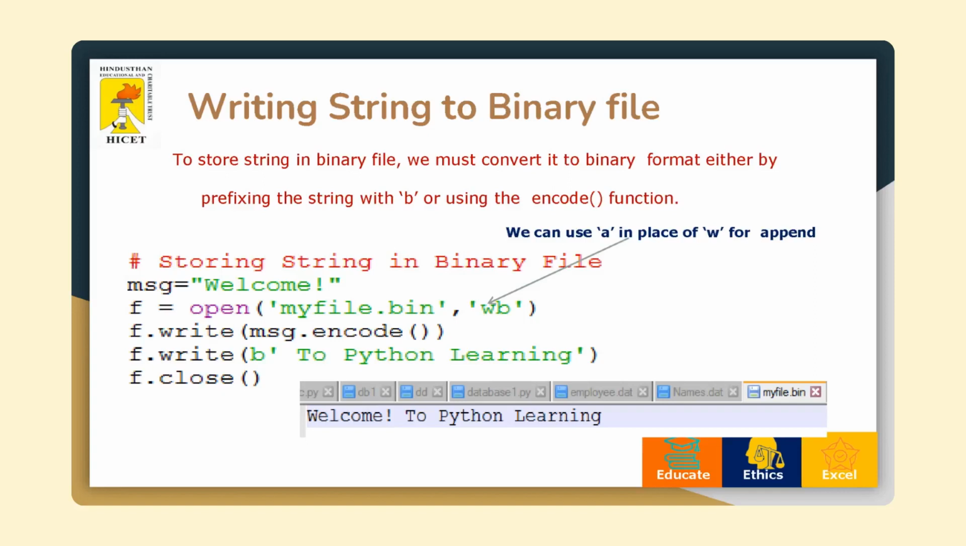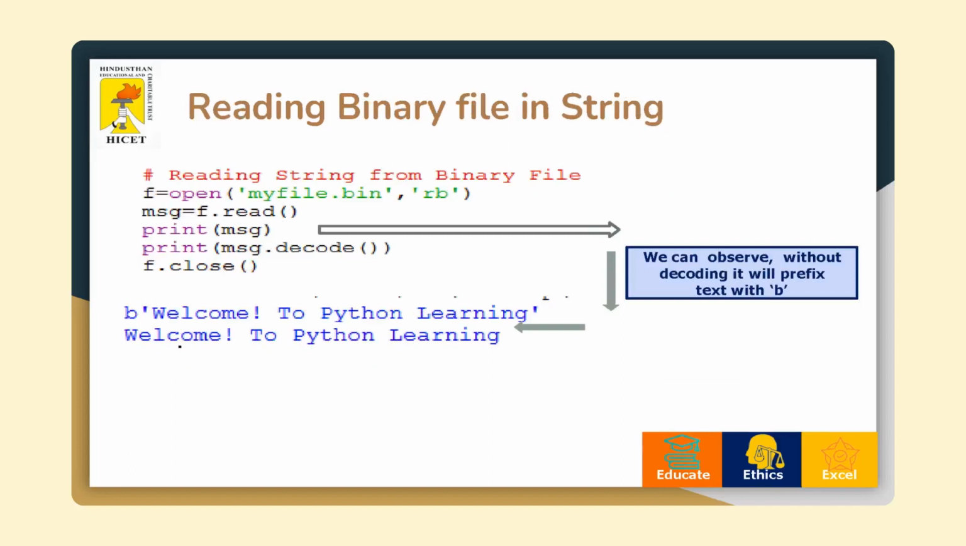Without using the encode method, I can use another method, prefixing the letter b. Here b with the string Python learning. Automatically this content will be converted into binary content and written into the binary file. Now let me close the file. So this is how I'll get the output: Welcome to Python programming. If I use the encode method, I need not mention any prefix letter b. Without using the encode method, I have to use the prefix letter b.